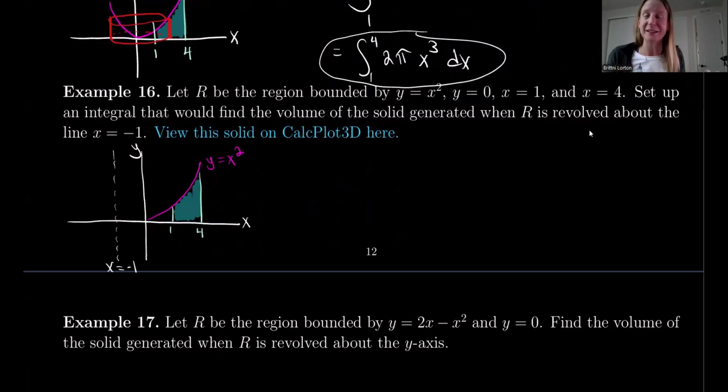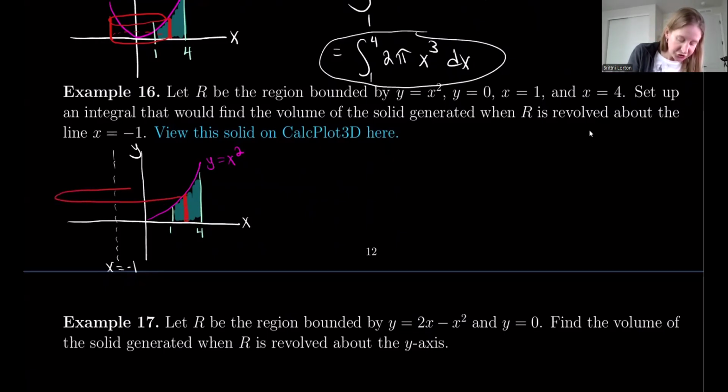So the radius is changing. The height of the cylinder is still the height of a cylinder, and I'll draw that so you can see it. But it's the radius that is going to change because I've shifted my center. So let's draw a sliver. I'm going to choose in this case to draw the vertical sliver that gives me that shell, and we're doing the shell method here.